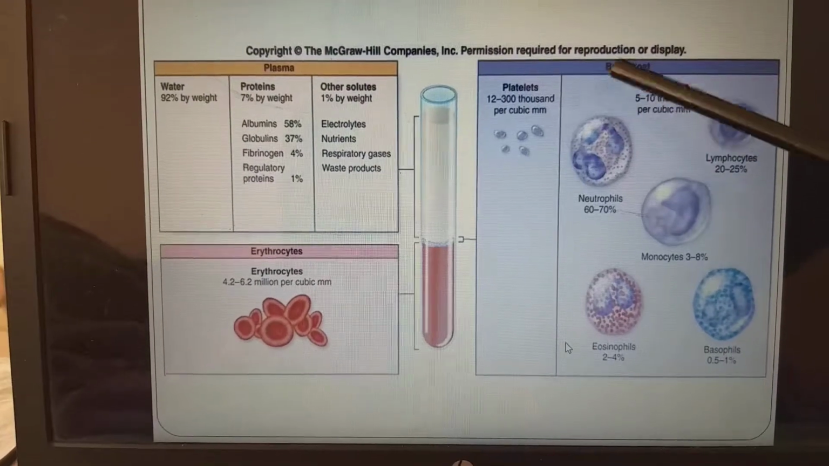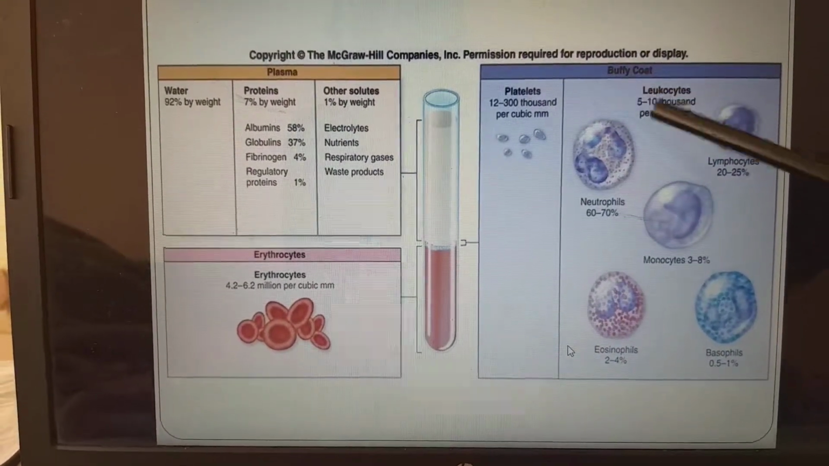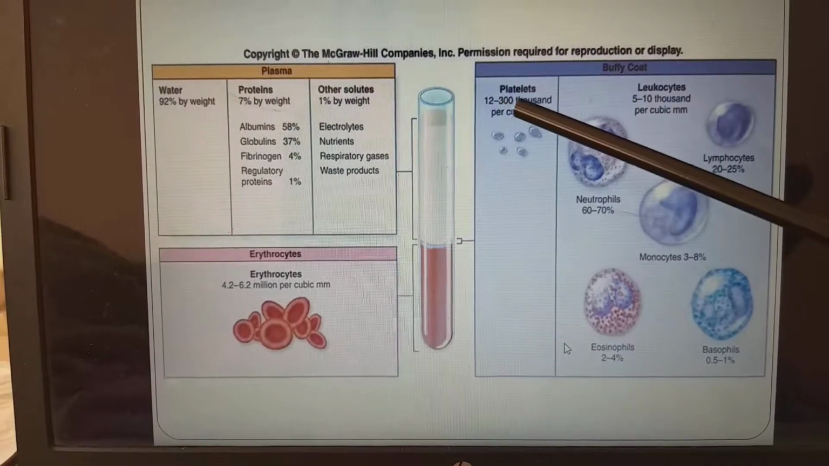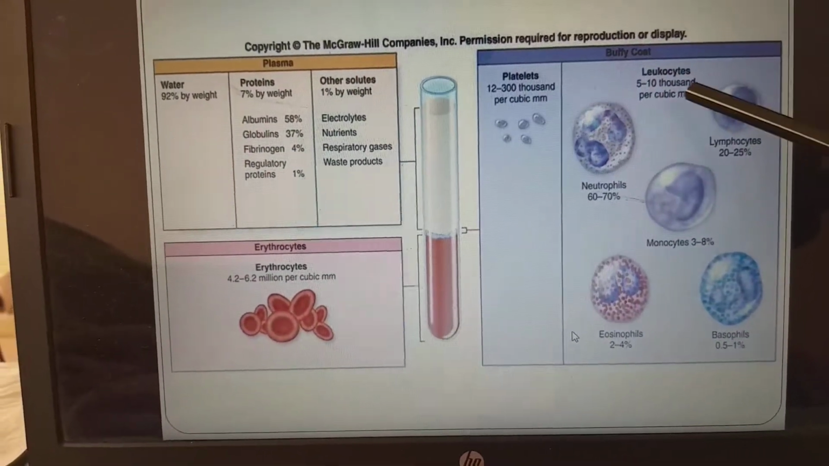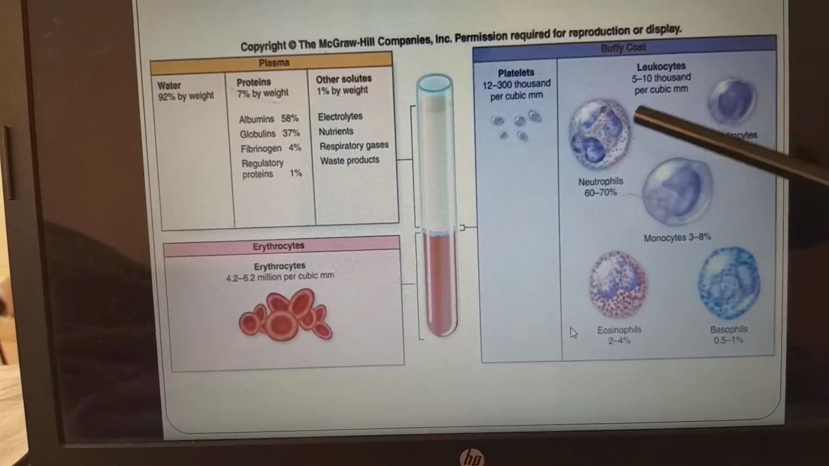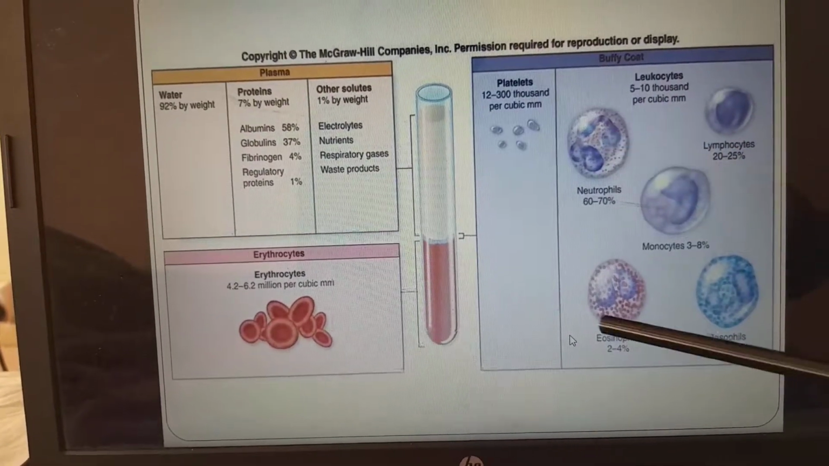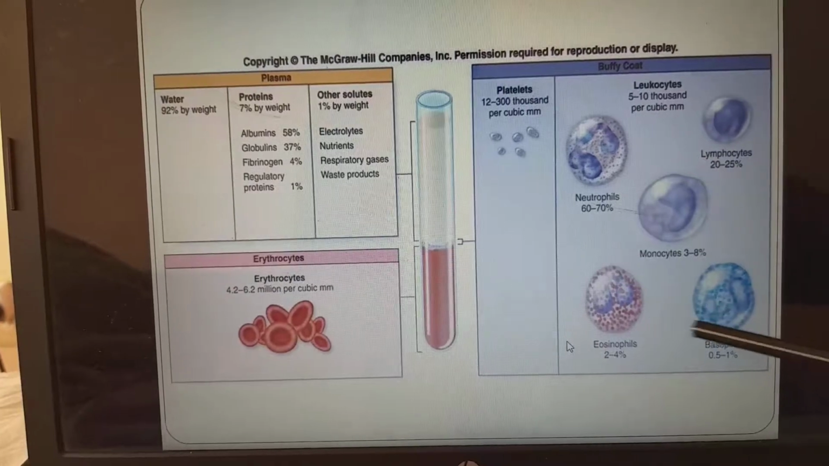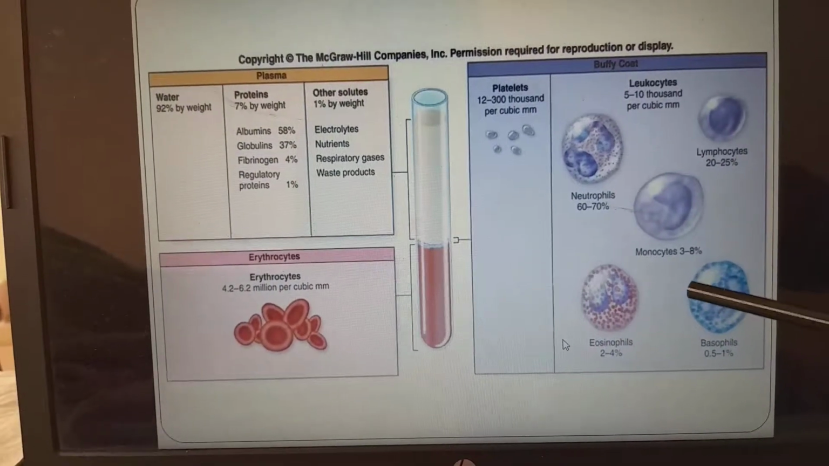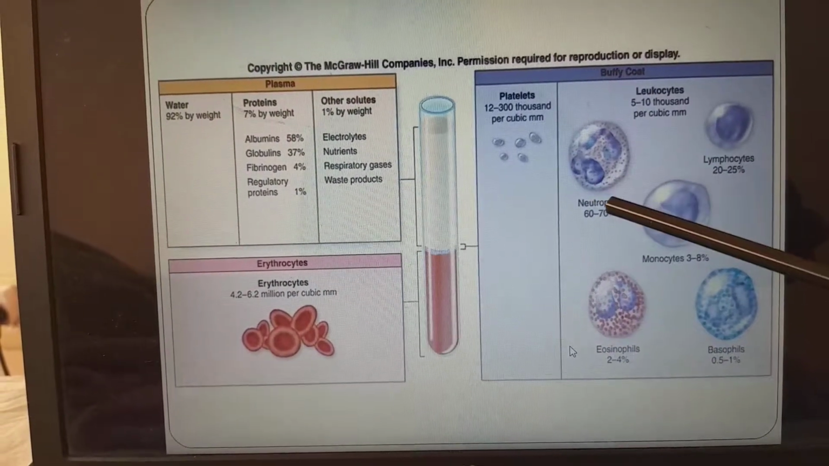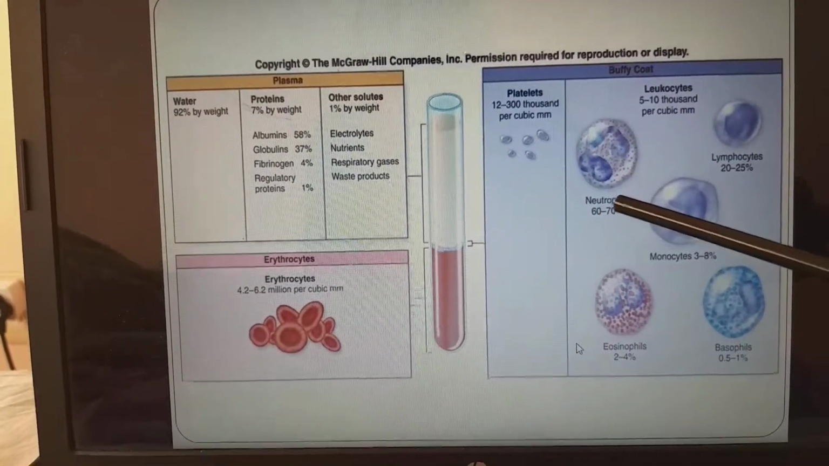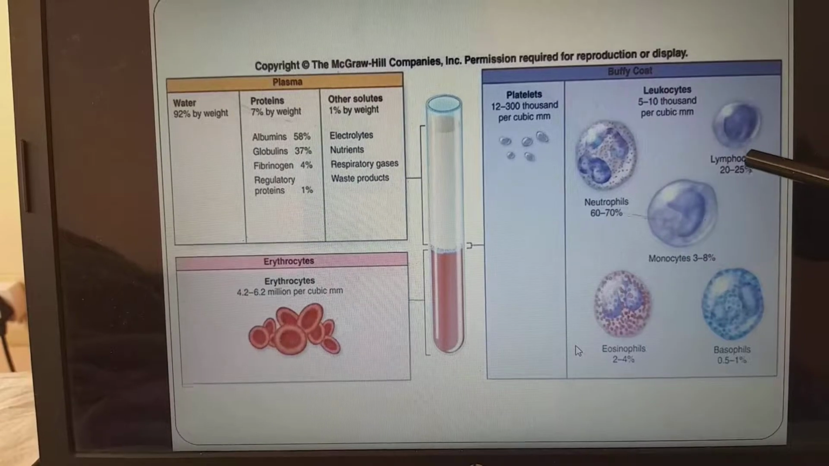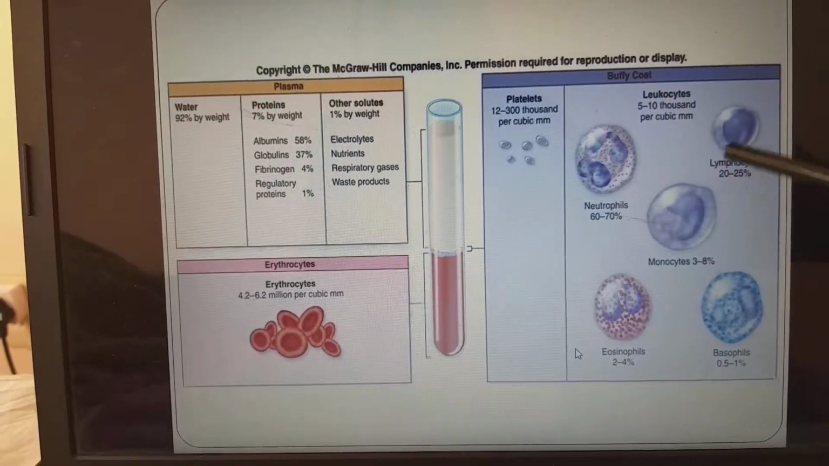And we have the leukocytes, at 5,000 to 10,000 per cubic millimeter. In that we have the neutrophils, eosinophils and basophils. These three come under granulocytes. Among these three, neutrophils occupy the major percentage, around 60 to 70 percent. Next is occupied by lymphocytes, 20 to 25 percent.